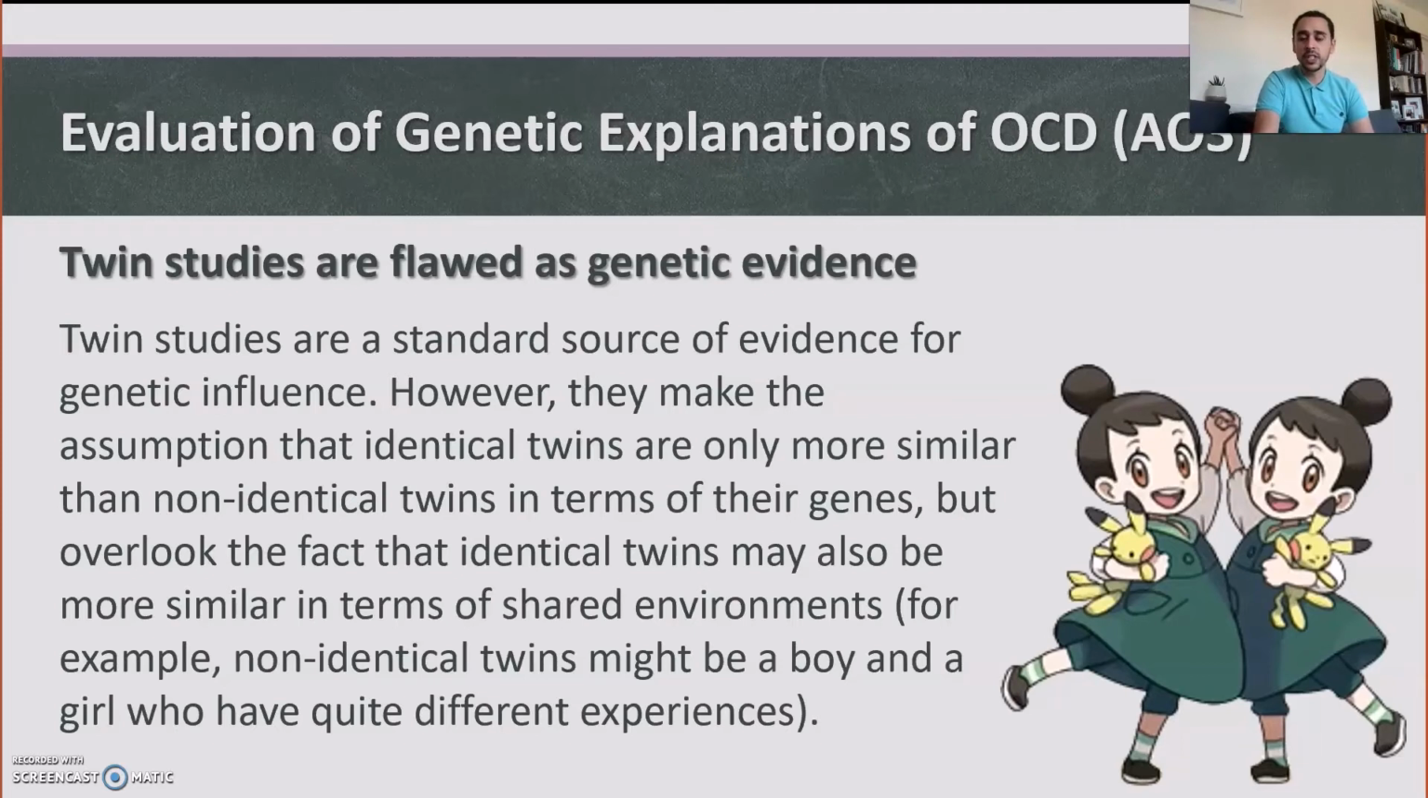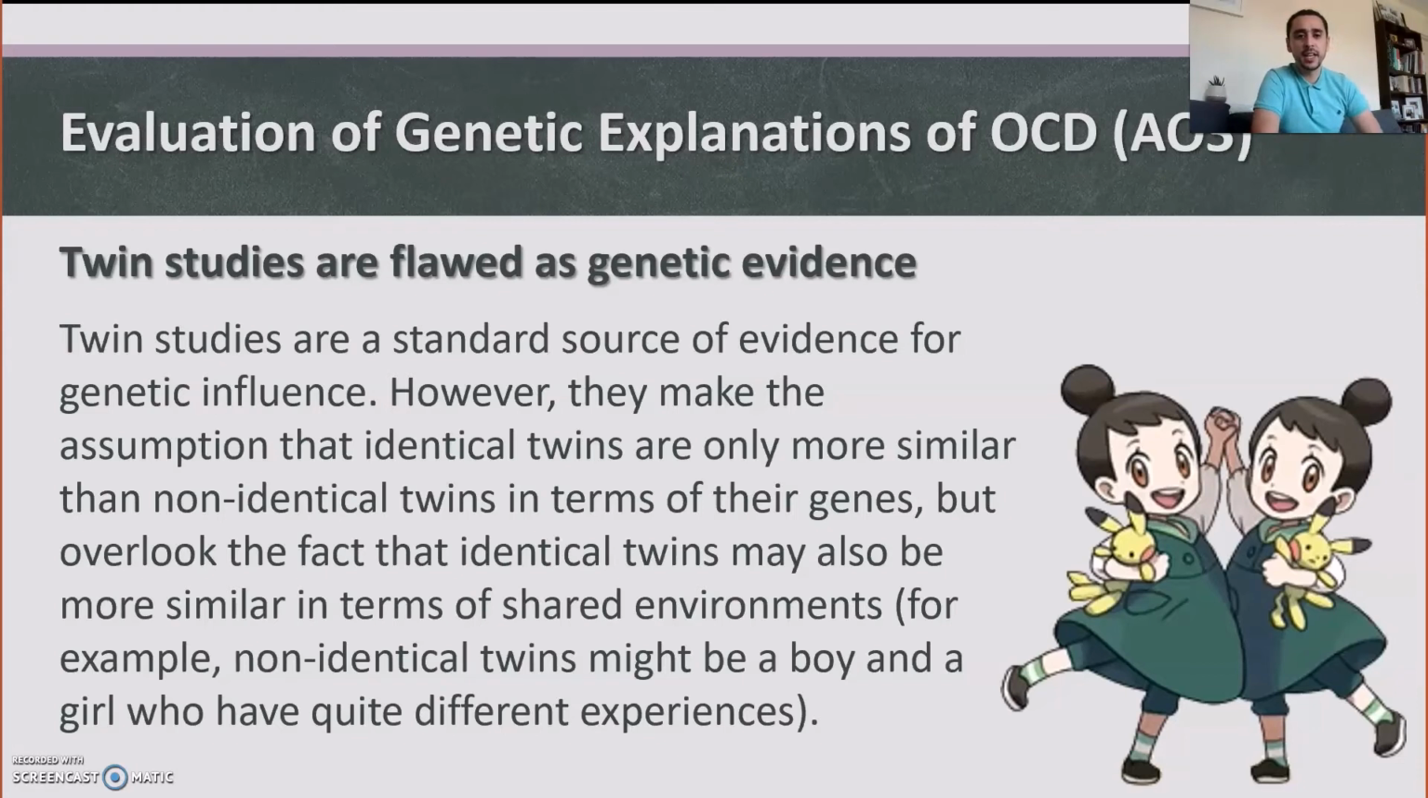Twin studies are a standard source of evidence for genetic influence, as we just saw in the last example in Nestadt. However, they make the assumption that identical twins are only more similar than non-identical twins in terms of their genes, but overlook the fact that identical twins may also be more similar in terms of shared environments. For example, non-identical twins might be a boy and a girl who have quite different experiences. So what this is saying is, we've got this nature and nurture debate going on. Nature is to do with your genetics. Nurture is to do with your environment.